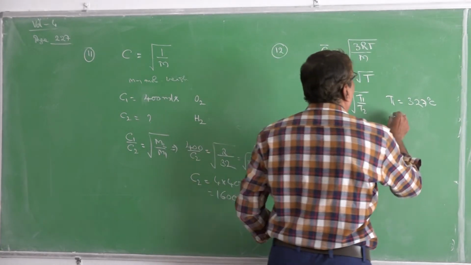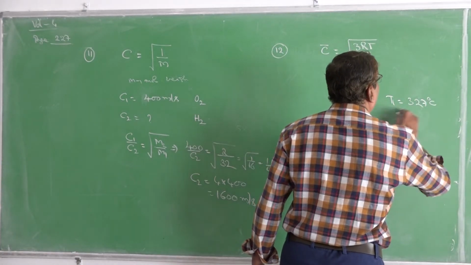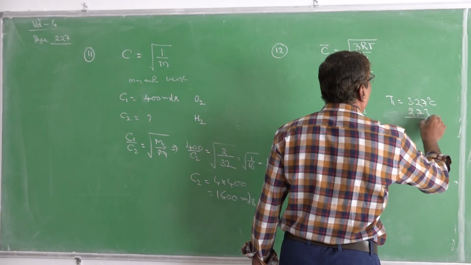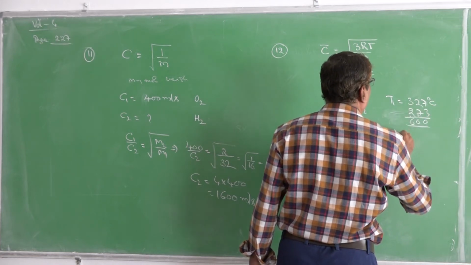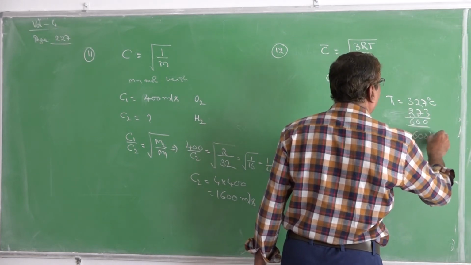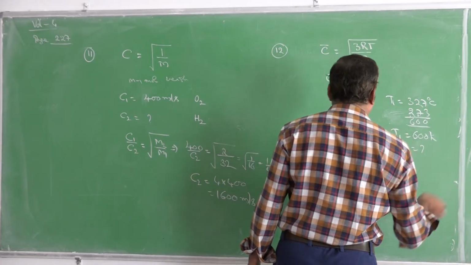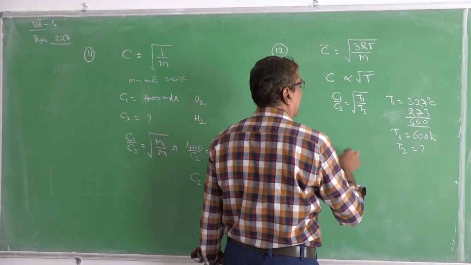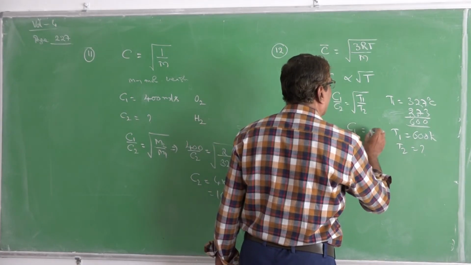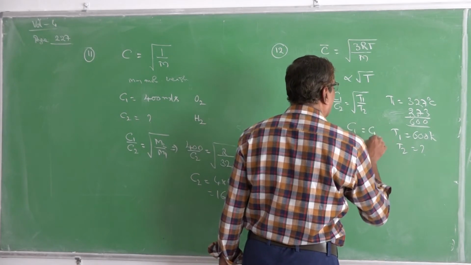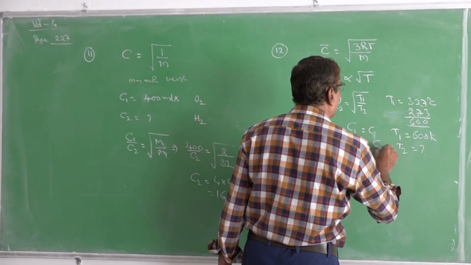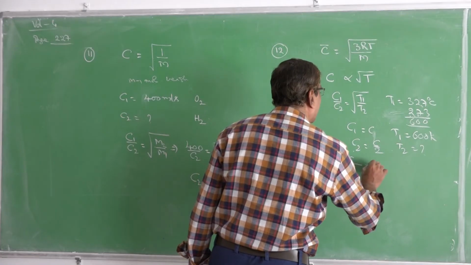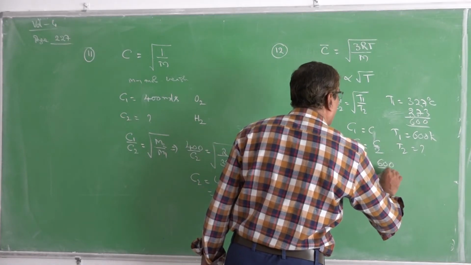Okay, calculate T2. 327 plus 273, add it, 600. T1 is 600 K, calculate T2, for which temperature this C2 becomes half of its initial value. So, C1 is C and C2 is equal to C by 2. Now substituting in this, C by 2 is equal to square root of 600 by T2.